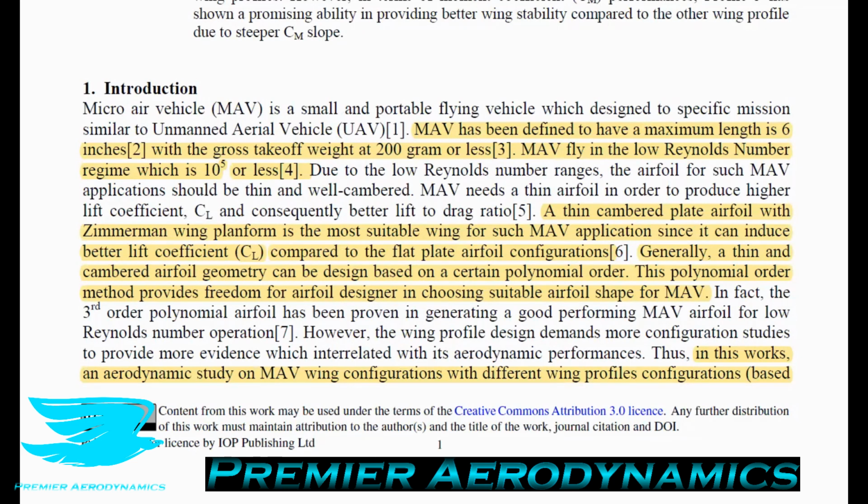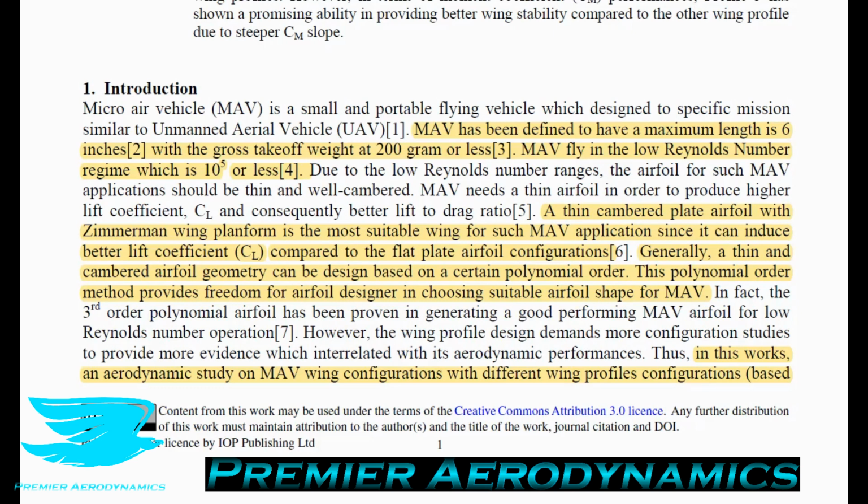So starting off, MAVs have been defined to have a maximum length of 6 inches, so 15 centimeters, with a gross takeoff weight of 200 grams or less, so about 40% of a pound. MAVs fly in low Reynolds number regimes, so about 100,000 or less. That's because they are so small. So the only way to get high Reynolds numbers is to go really fast, which obviously MAVs usually don't have the power to do.